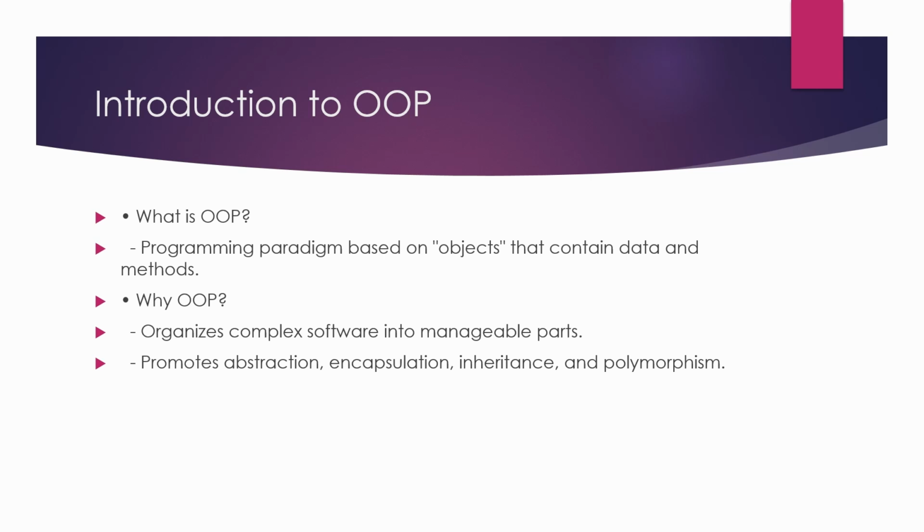Object-oriented programming is a programming paradigm that revolves around objects. These objects contain data and methods that operate on that data. OOP promotes better organization of software and allows for easier maintenance and modification. The key benefits of OOP include abstraction, encapsulation, inheritance, and polymorphism.